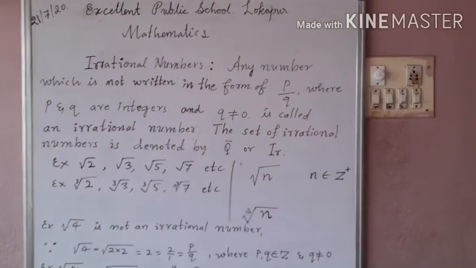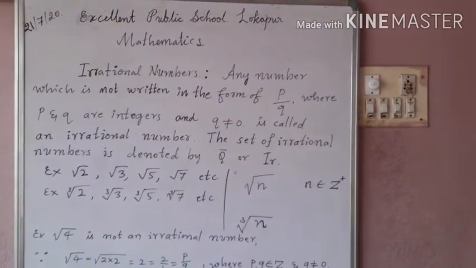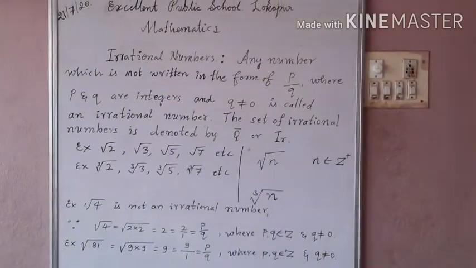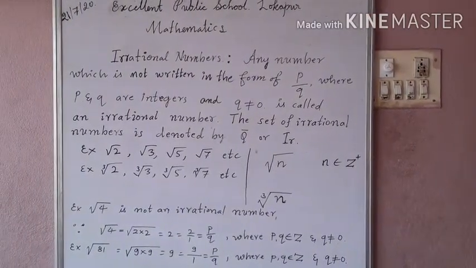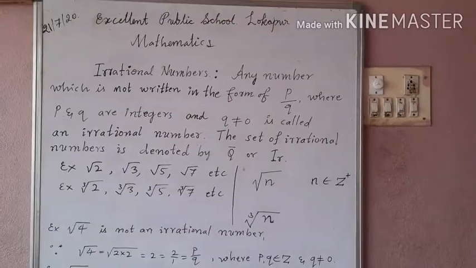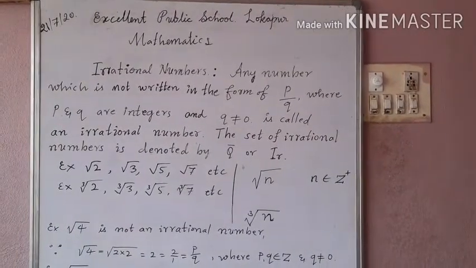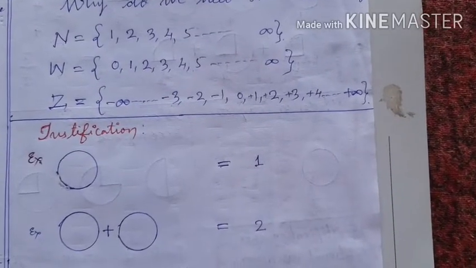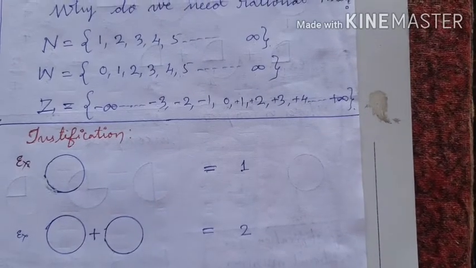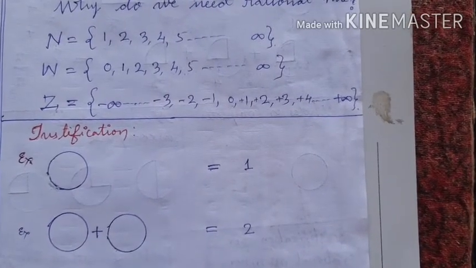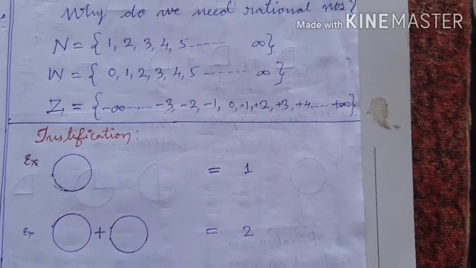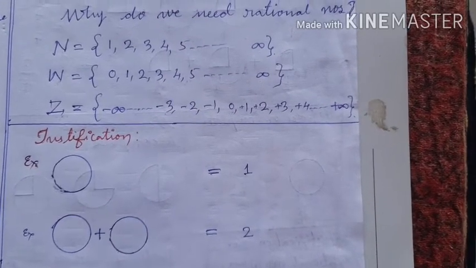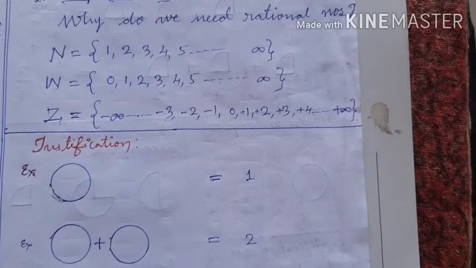So children, hope you all have learnt about irrational numbers, the definition, examples, and the conditions for the given numbers to call it an irrational number. Now we will see about the real numbers. After learning about the irrational numbers, let us learn about the real numbers. See children, the rational numbers and irrational numbers, all together they are called real numbers.